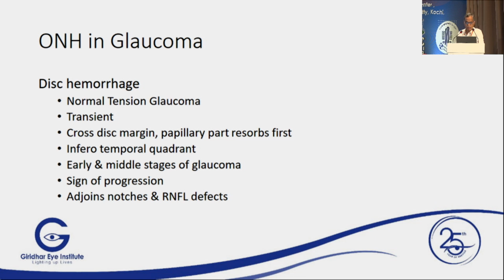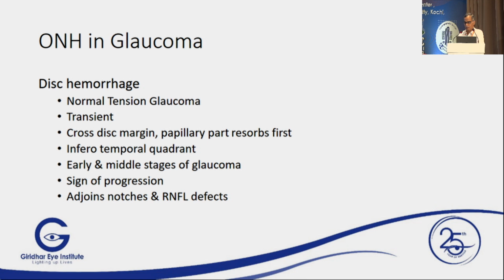Another important thing that you have to check for while seeing all discs, and one thing that you won't see unless you look for it, is disc hemorrhage. It's more commonly associated with normal tension glaucoma, but in a case of diagnosed glaucoma, it indicates that glaucoma may be progressing. It is transient and it has a papillary as well as a peripapillary part.